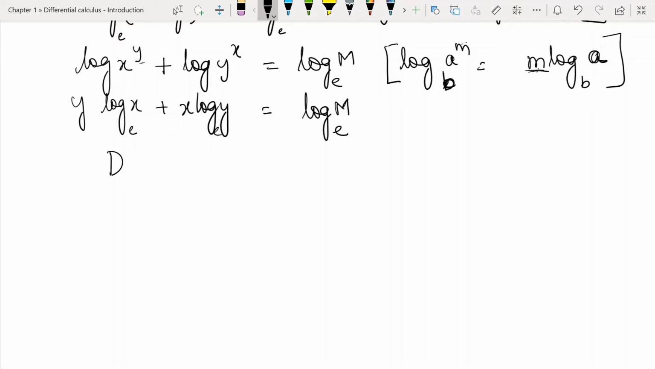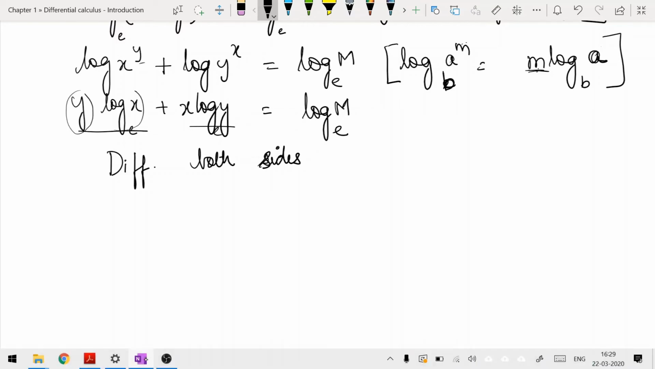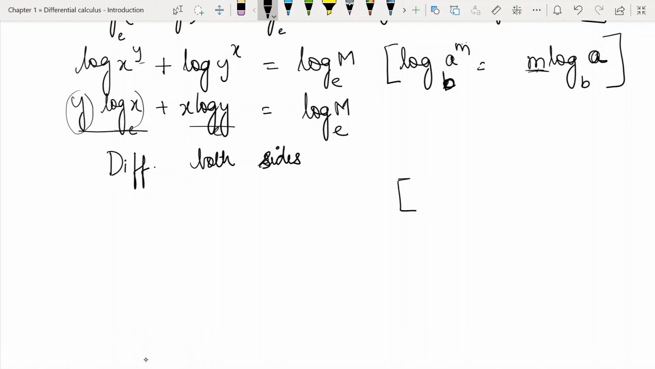Now at this stage I am going to differentiate both sides. Differentiating both sides. How do we differentiate? Y is one function, this is another function. So let us go back to the product rule. What does the product rule say? Product rule is when we differentiate d by dx of uv, it is nothing but u v dash plus v u dash.